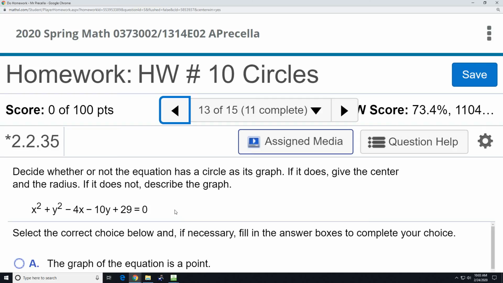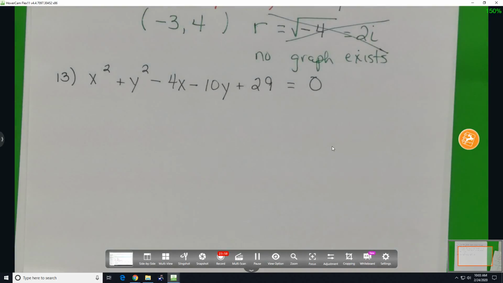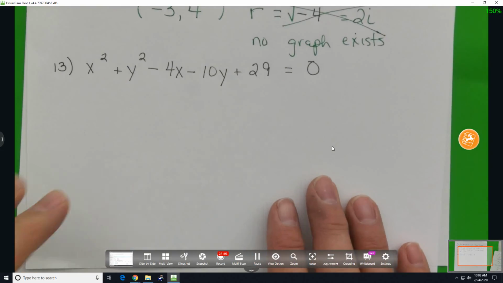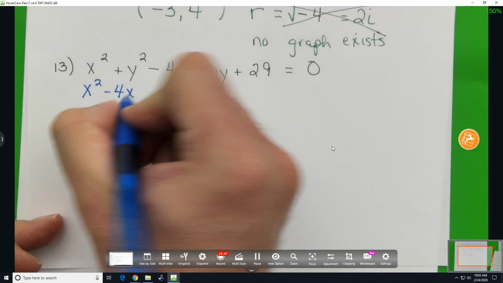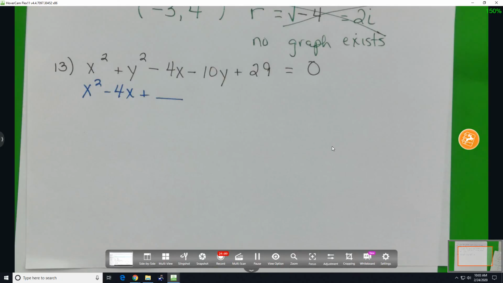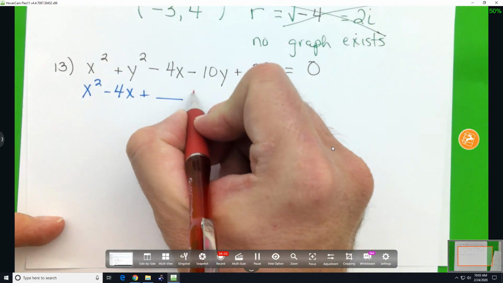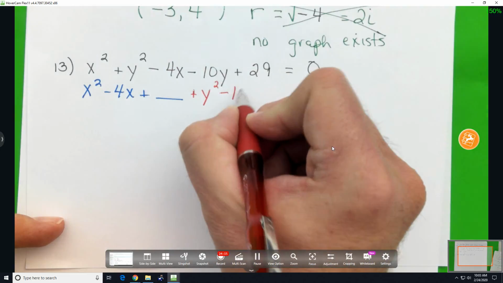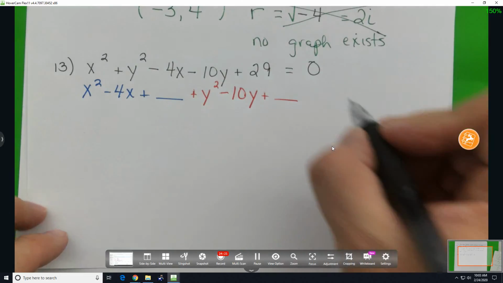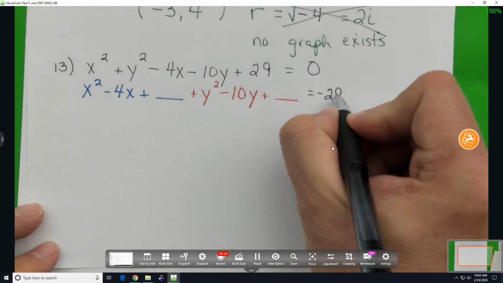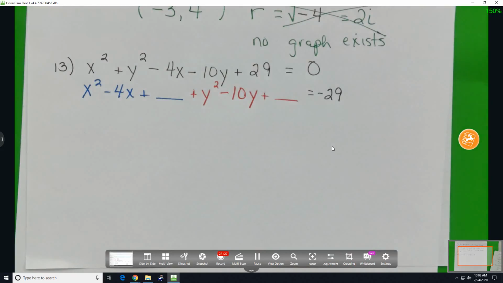Okay, let's group the x's together first. Grouping the x's first. All right, x squared minus 4x plus a blank. And I'll do the y squared minus 10y plus a blank equals negative 29.